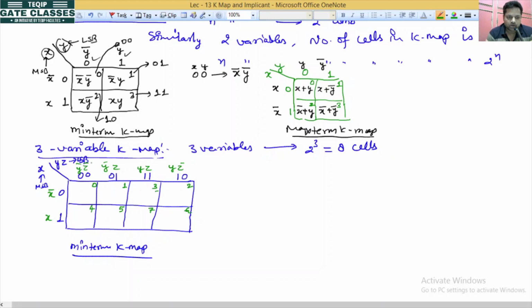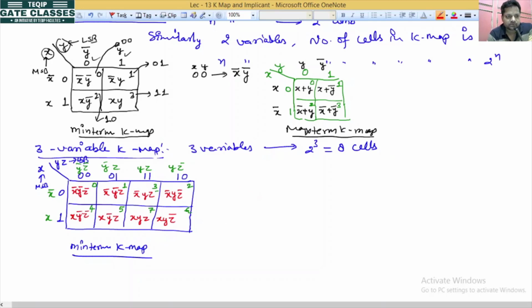Okay, now you know how to write the expression in the cells. So what min term does this one denote? x bar y bar z bar, x bar y bar z, x bar y z, x bar y z bar. Then x y bar z bar, x y bar z, x y z, x y z bar. This is our min term K-map.